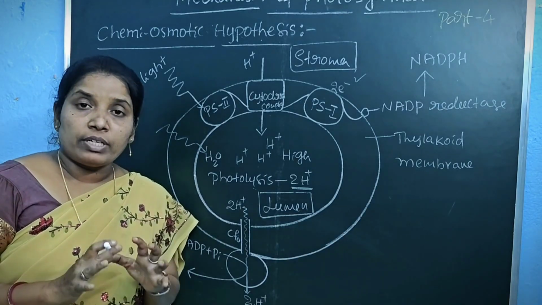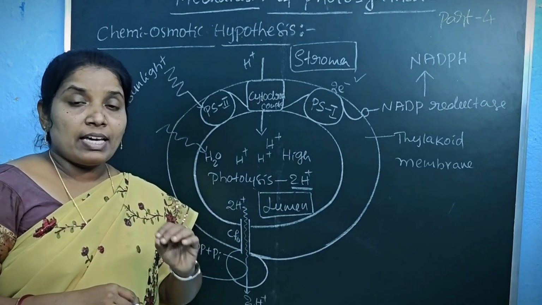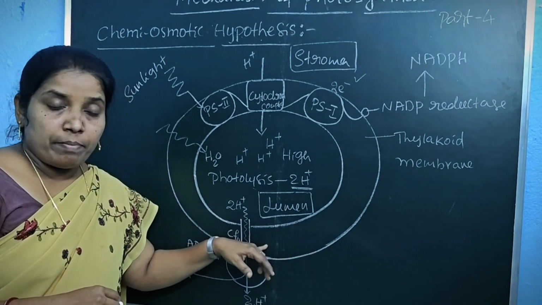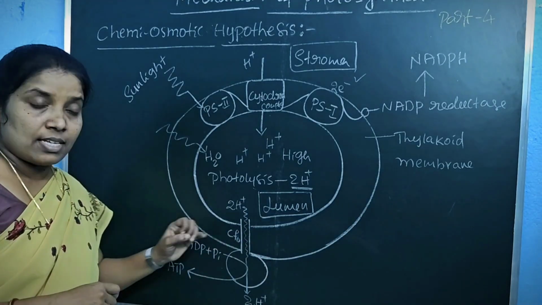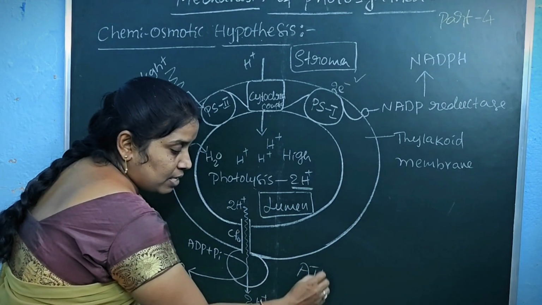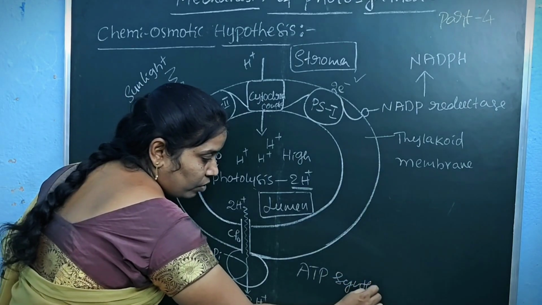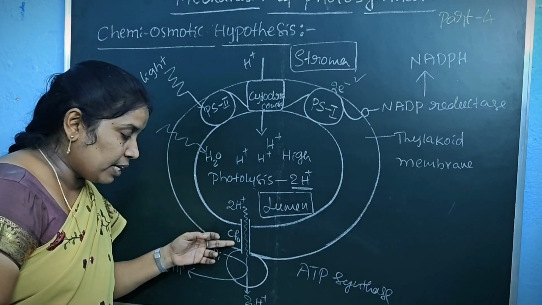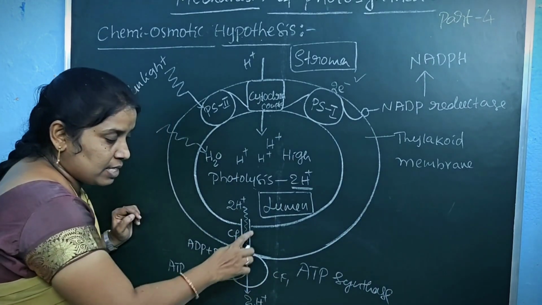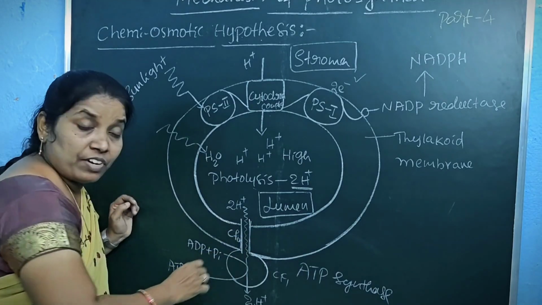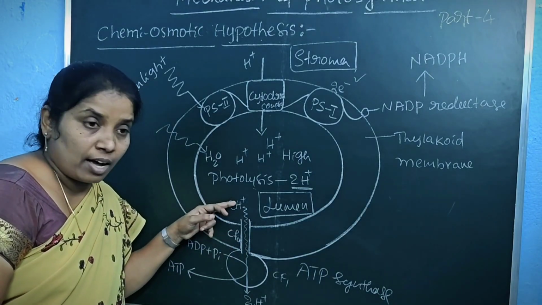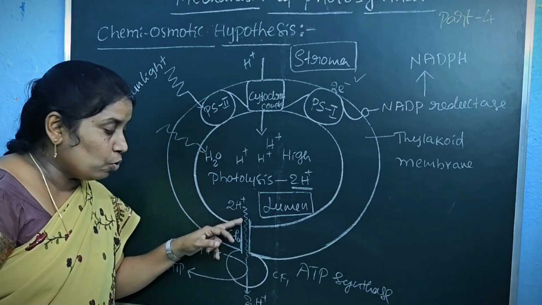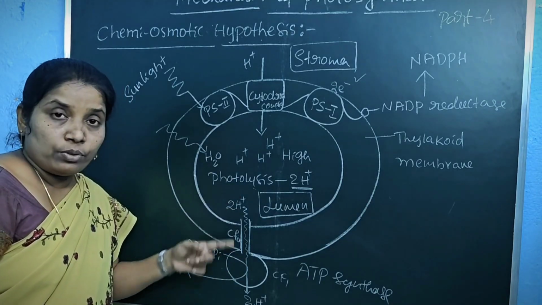The movement of protons is facilitated by an enzyme complex that is located on the thylakoid membrane. That enzyme complex is nothing but ATP synthase. This is the ATP synthase. It consists of a CF0 particle and a CF1 particle. This is the channel that facilitates the movement of protons into the stroma again, from the lumen to the stroma.